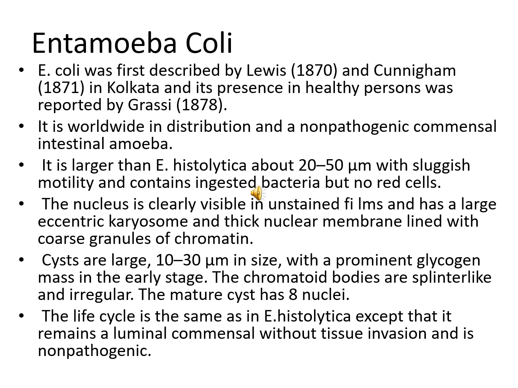The cyst is larger, 10 to 30 micrometers in size, with a prominent glycogen mass in the early stage. The chromatoid bodies are spindle-like and irregular. The mature cyst has 8 nuclei. In histolytica, the mature cyst has 4 nuclei; in coli it is 8 nuclei. The life cycle is the same as histolytica, except that it remains a lumen commensal without tissue invasion, and it is non-pathogenic. So that's it. Entamoeba coli can be asked as a short note.